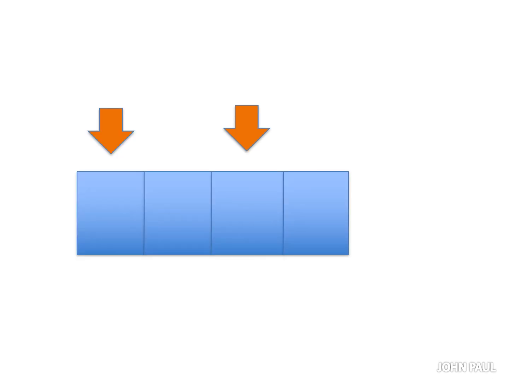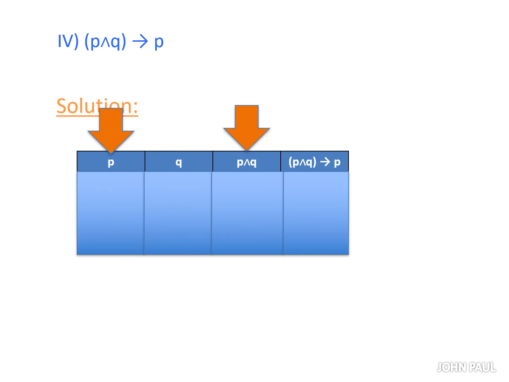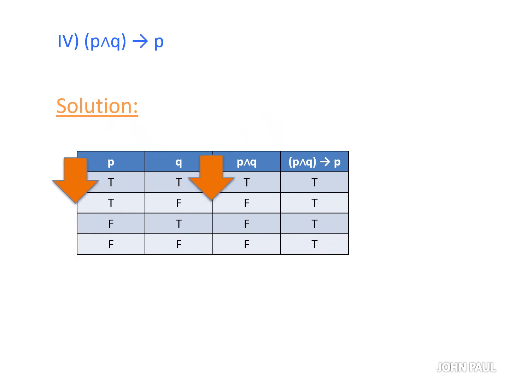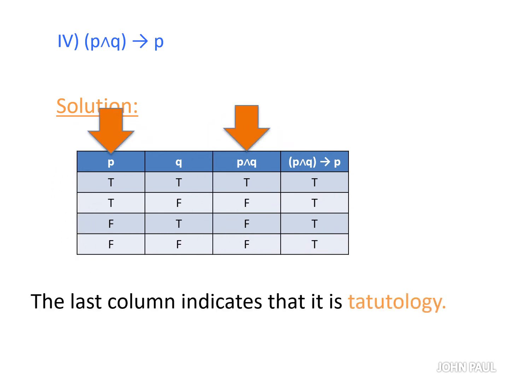P and Q, conditional P. Draw the table, the value of P, Q, P and Q. Then from the given columns, we can write the last column. All are true, therefore it is tautology.